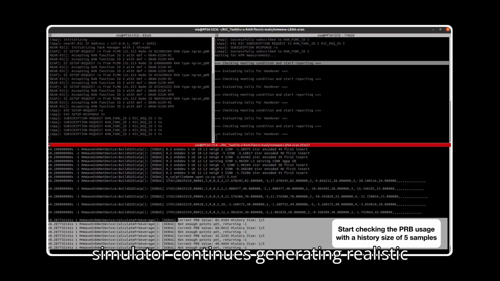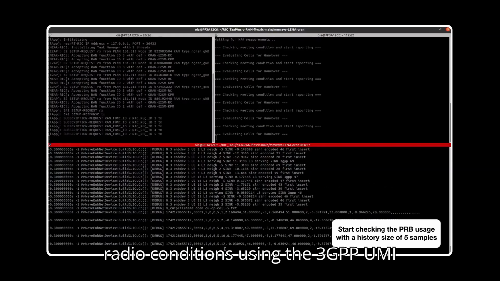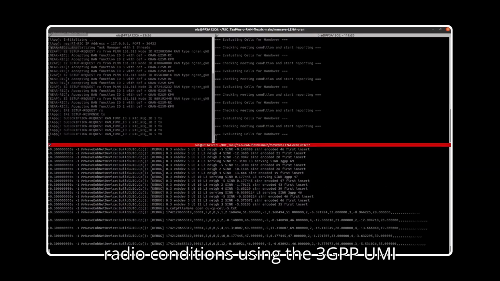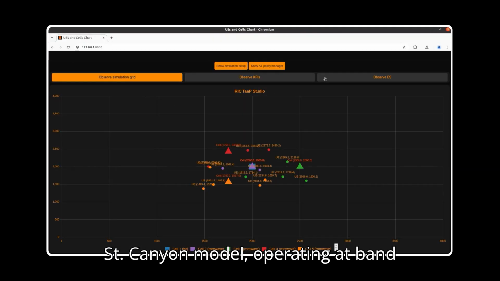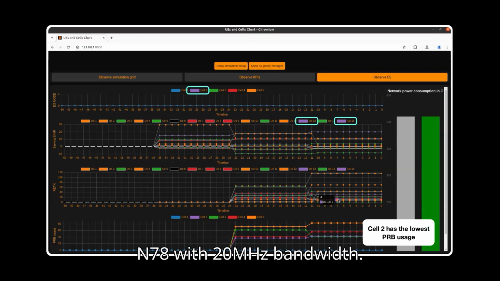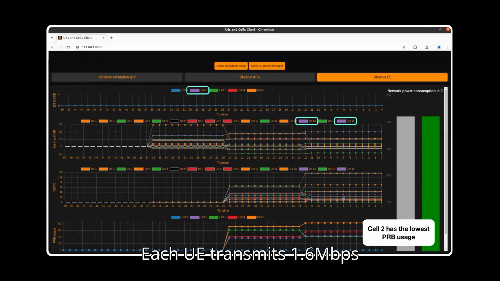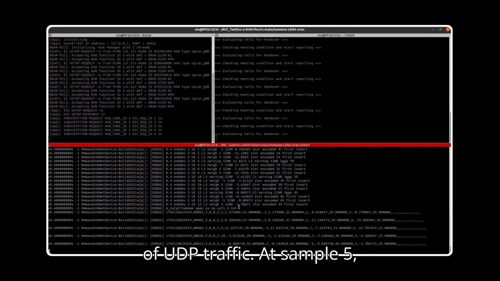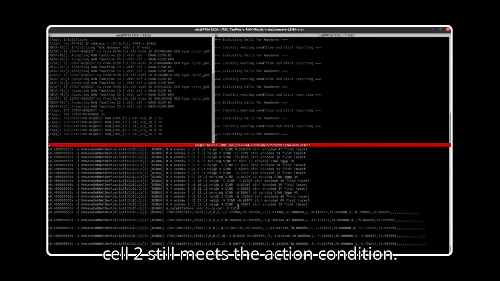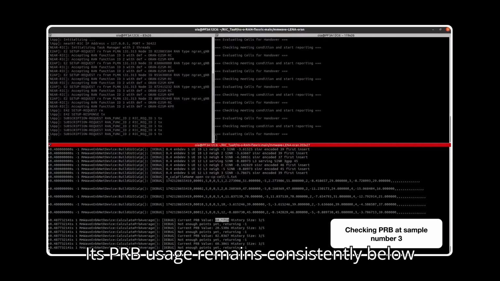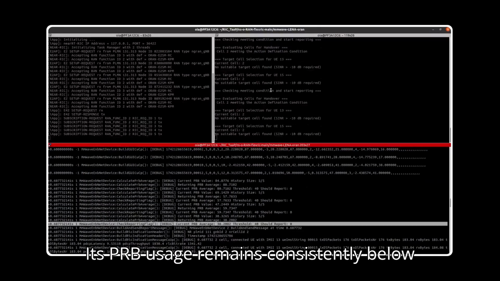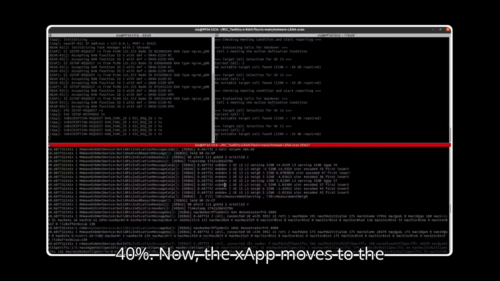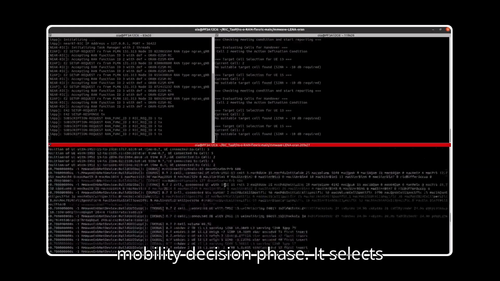Meanwhile, the simulator continues generating realistic radio conditions using the 3GPP UMi Street Canyon model, operating at band N78 with 20 MHz bandwidth. Each UE transmits 1.6 megabits per second of UDP traffic. At sample 5, cell 2 still meets the action condition. Its PRB usage remains consistently below 40%. Now the xApp moves to the mobility decision phase.